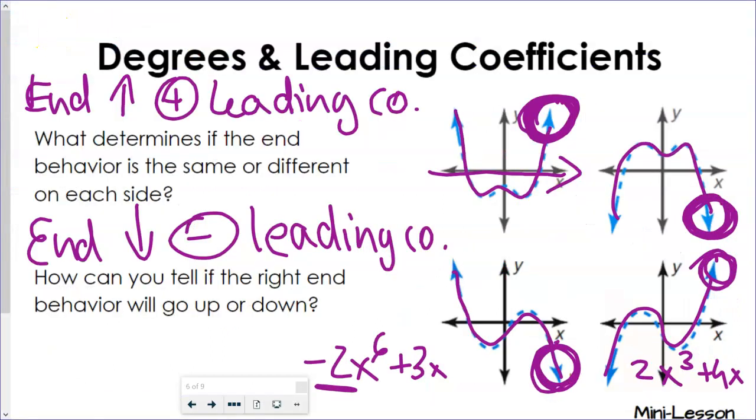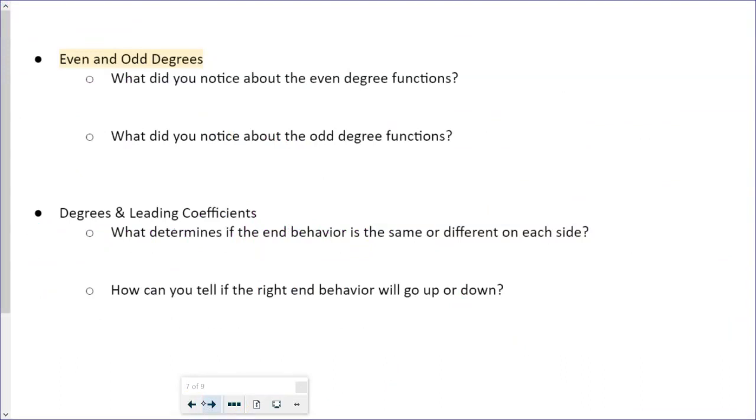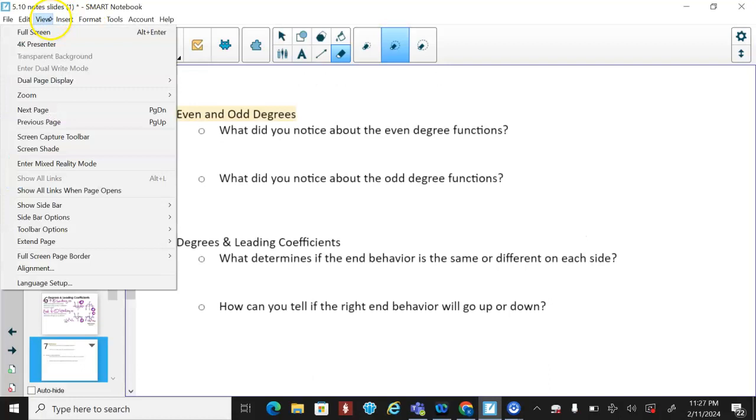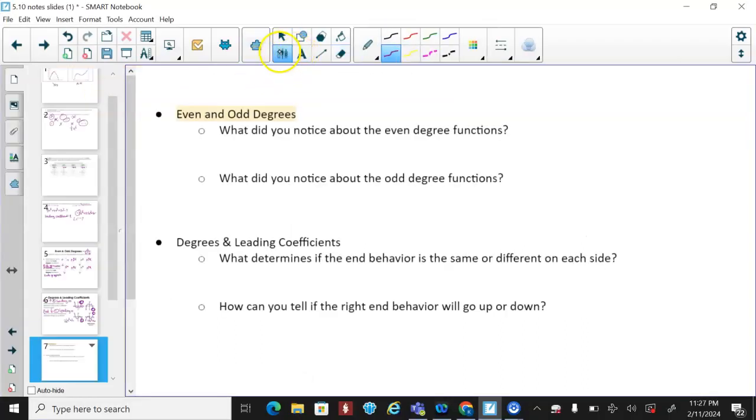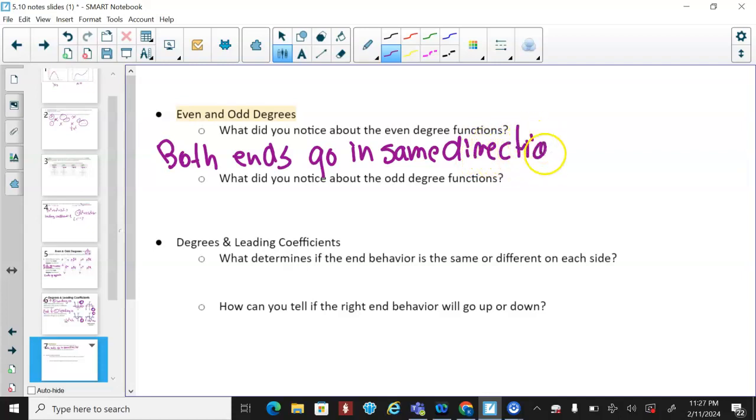All right, moving forward. So even and odd, what did you notice about the even degree? We noticed that both ends go in the same direction. And again, that's going to look like this, or the other way around, going down.